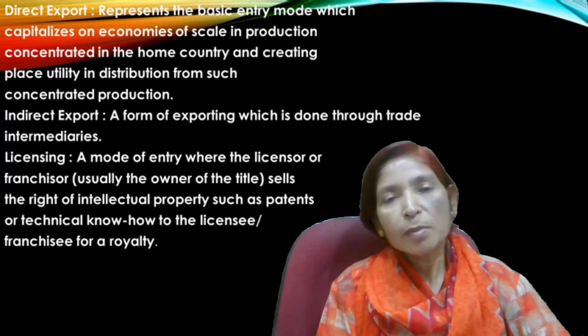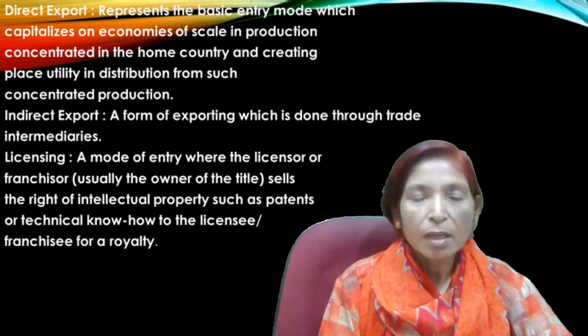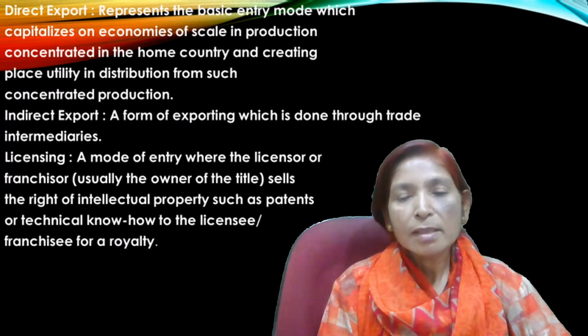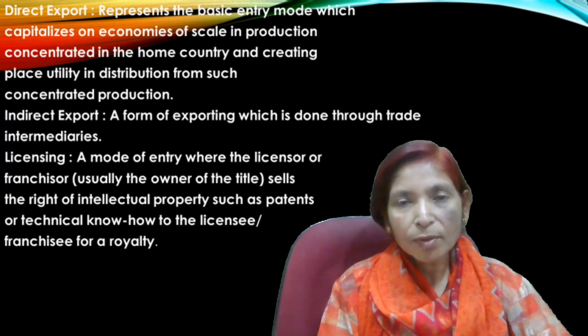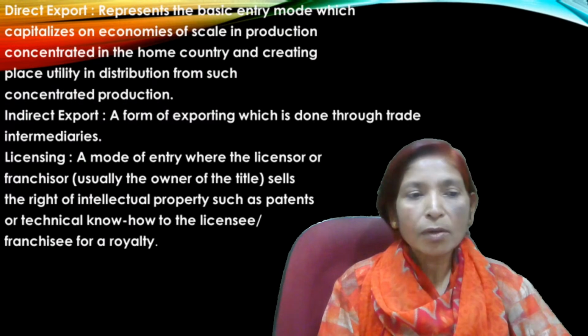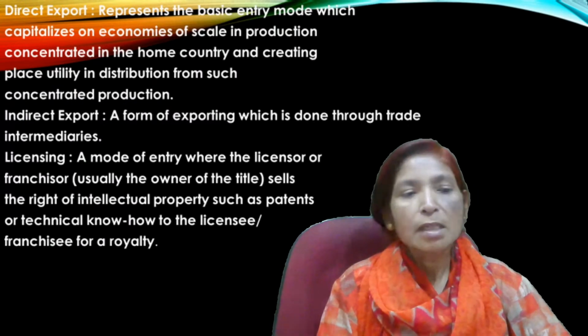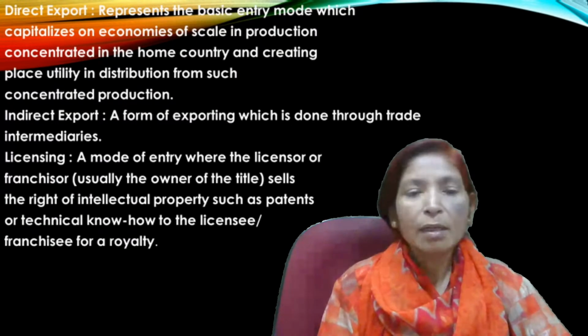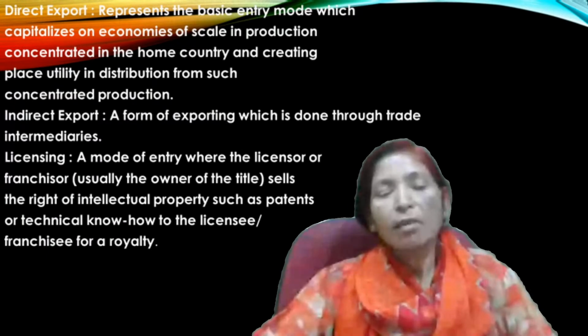And next is indirect export. It's a form of exporting which is done through trade intermediaries. Third is licensing. Licensing is a mode of entry where the licensor or franchisor, usually the owner of the title, sells the right of intellectual property such as patent or technical know-how to the licensee or franchisee for royalty.